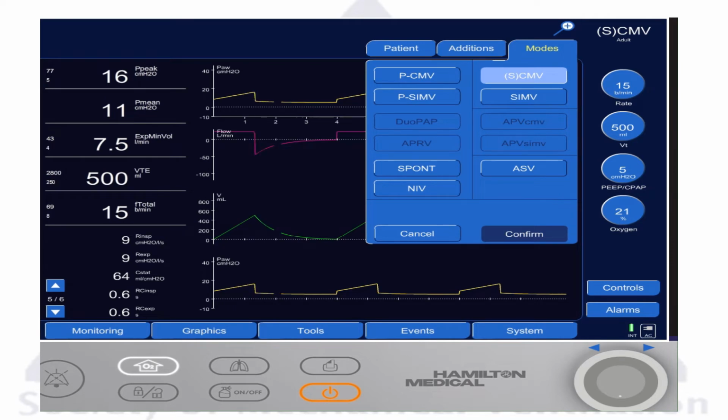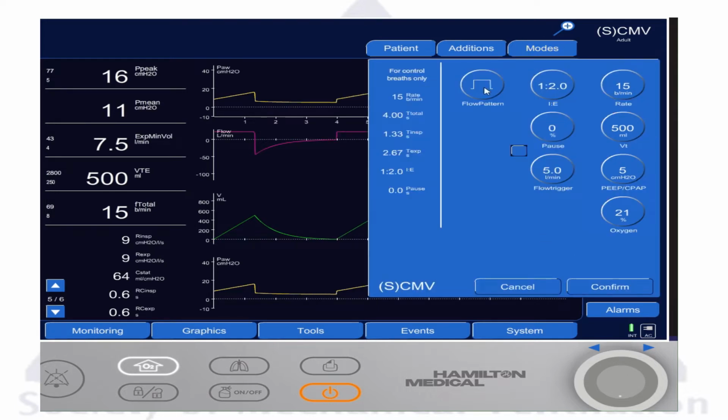Okay, we'll start setting up our volume control ventilation. This is again the online simulator by Hamilton, and this is the G5 ventilator. If you notice here, when you go to the modes, it's called S continuous mandatory ventilation. As we talked before, each ventilator calls it something different, so you have to be careful. So we'll pick the mode, confirm, and go to the settings.